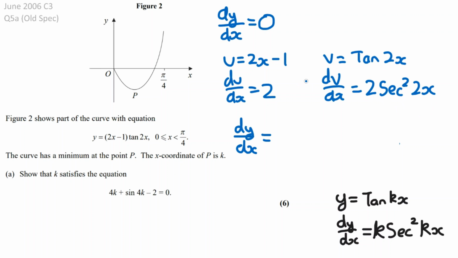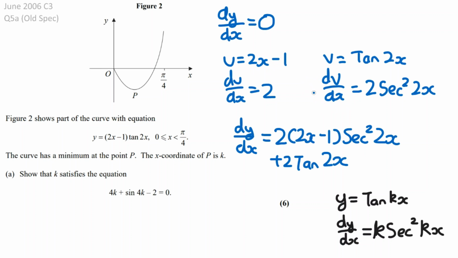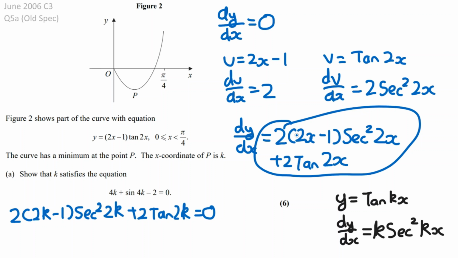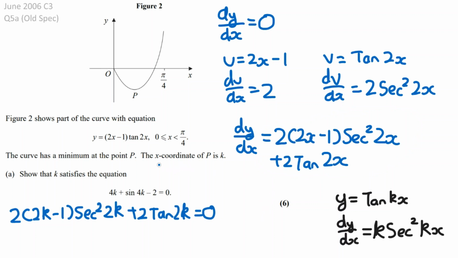Therefore dy over dx is going to be u multiplied by dv over dx, which is (2x minus 1) sec squared of 2x, plus v multiplied by du over dx, which is 2 tan of 2x. And then we're going to set this equal to 0 for this minimum turning point. But we're also told that at this minimum point the x coordinate is k, so we can set this equal to 0 like I've done down here, and we can replace x with k.